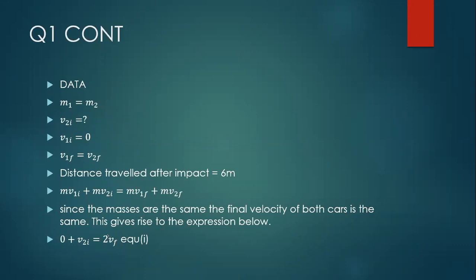No wonder we are putting 2v, because velocity 1 and velocity 2 are the same. If velocity 1 and velocity 2 are the same, when we add them they become 2v final. And this is what we're saying in question 1. Now, let's see how we can deal with the equation.